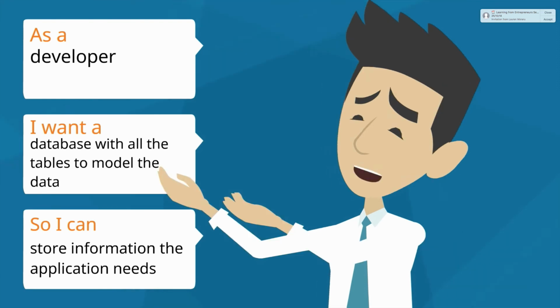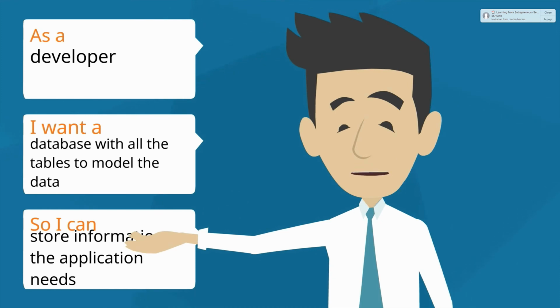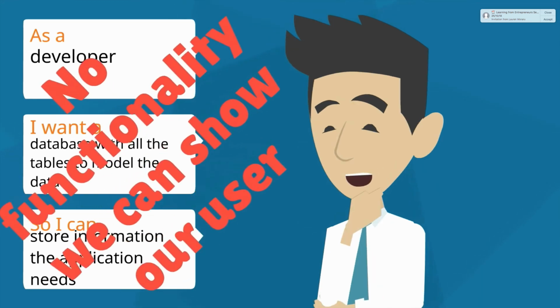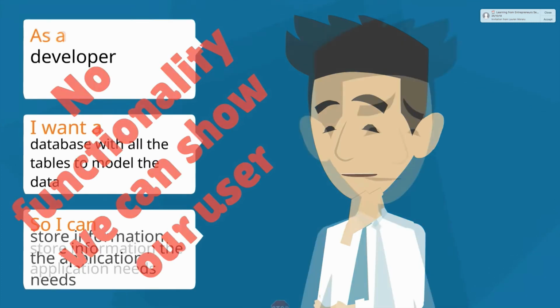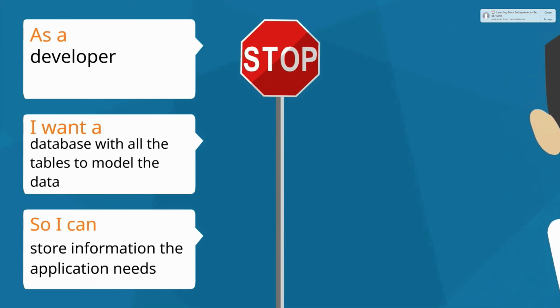Notice I said the story is bad, not the idea of having a database to store data. We definitely need a database. But if we create this story, almost all of the application depends on it being done first. We could complete this story and have no functionality we can show our user, nothing they can actually use as working software. But this would violate our principles.